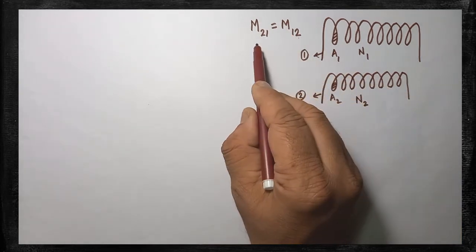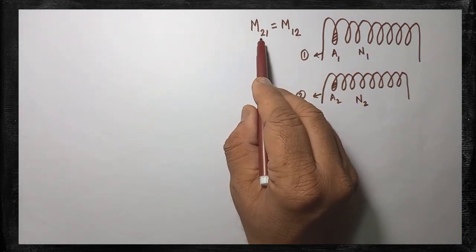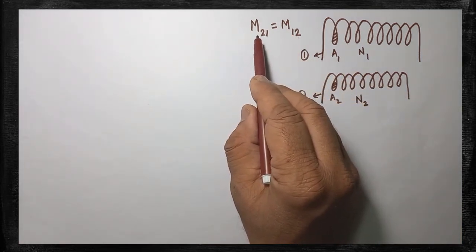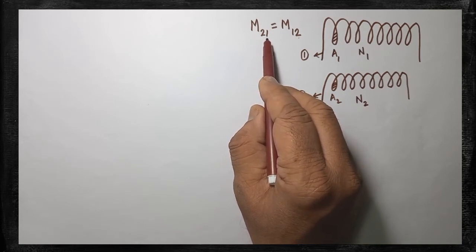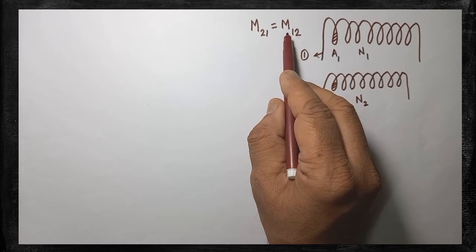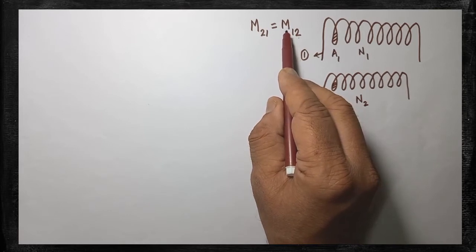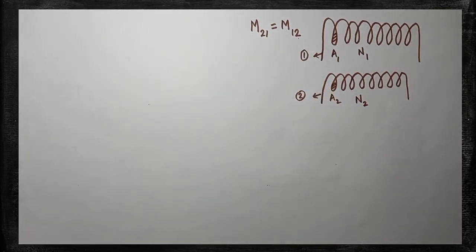First we are going to derive the expression for M21, that is, the mutual inductance of the second coil with respect to the first coil. Later we are going to derive the expression for M12. So first we will concentrate on which one? M21. How to derive M21?